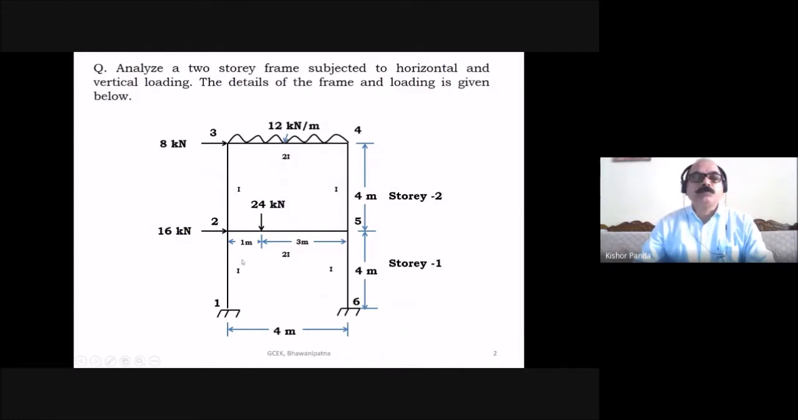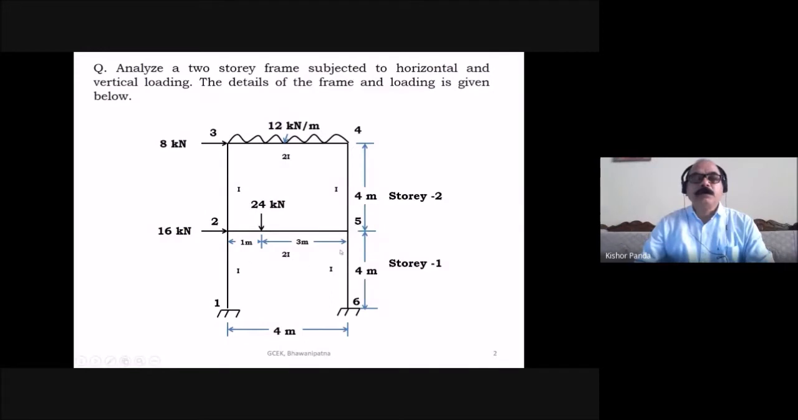So here this is a two-storied frame, and this is the horizontal loading, 8 kilonewton acting at joint 3 and 16 kilonewton acting at joint 2. And the load you have on the horizontal member 3-4 is 12 kilonewton per meter. Then on the horizontal member 2-5, there is one eccentric load of 24 kilonewton at a distance of 1 meter from joint 2 and 3 meter from joint 5.